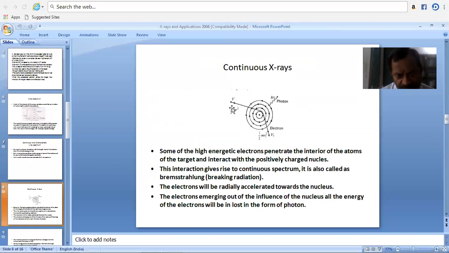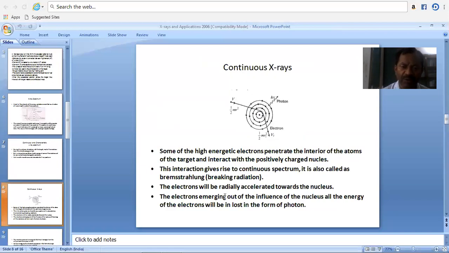This is V, say energy, or voltage, or potential. I will explain this. Some of the high energetic electrons penetrate the interior of the atoms of the target and interact with the positively charged nucleus. This interaction gives rise to the continuous spectrum.